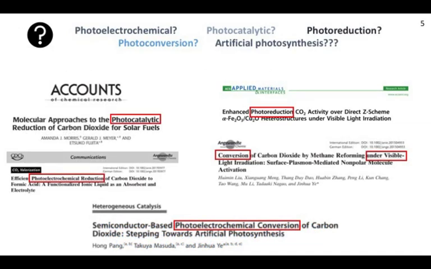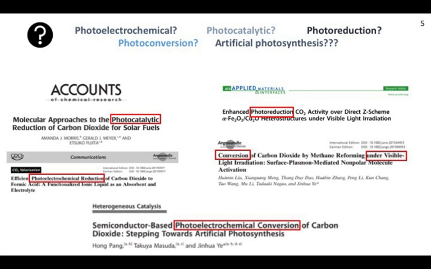So the first thing is that, as I mentioned, there are a lot of issues in this field when you go to the literature. We will find all of these terms in papers. I got some examples here from really good journals, and you can see photocatalytic reduction, photoreduction, conversion under visible light, photoelectrochemical. So what is the proper terminology for that?